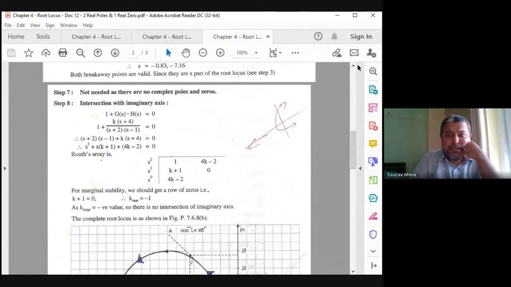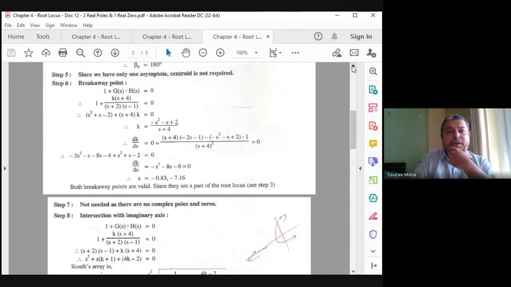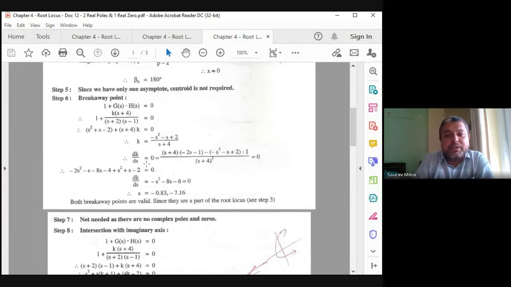Only one thing is difficult here, that is finding the breakaway point, because here you have to do dK/dS in a different way. 1 plus GSHS, and the difference in this case, every numerical is different. I'm telling you, those who are listening, be careful. So in this case, there is a 0 here. Okay, that's why the calculation of k will become different.